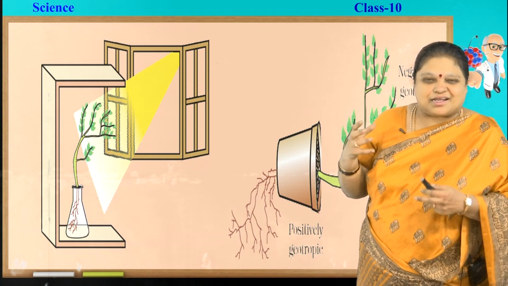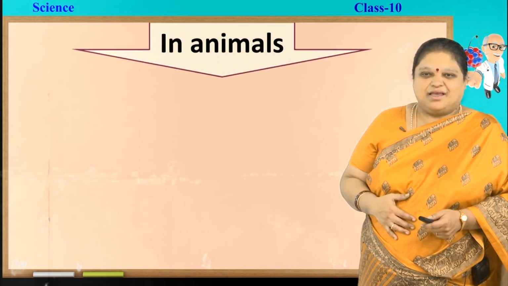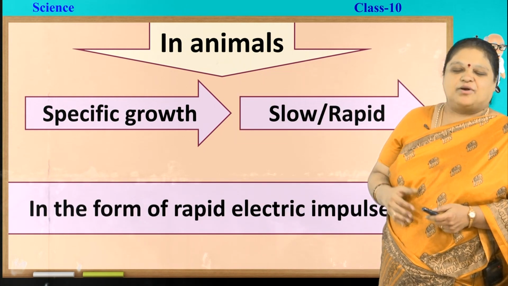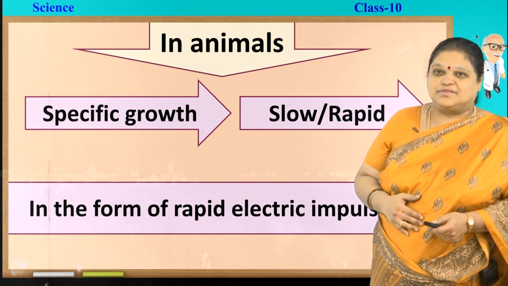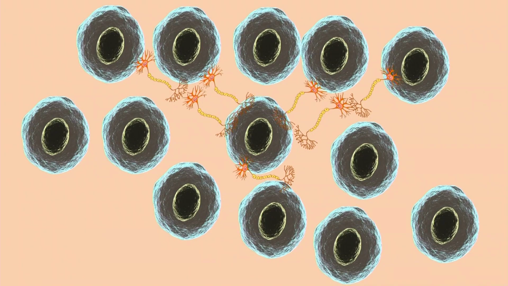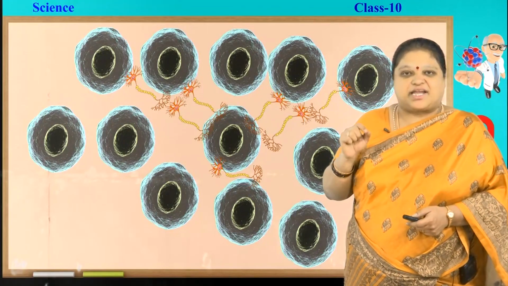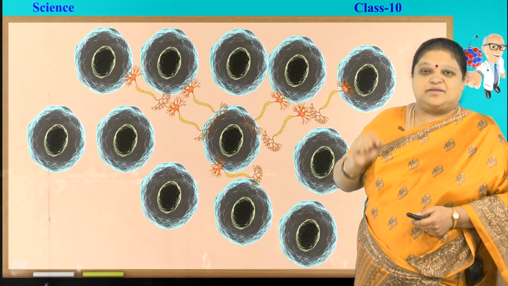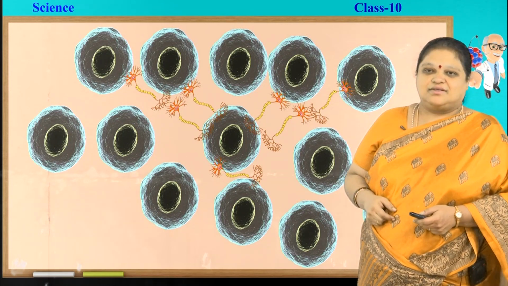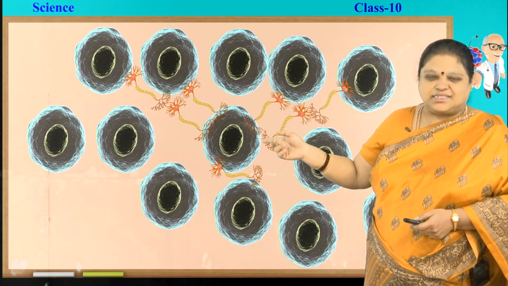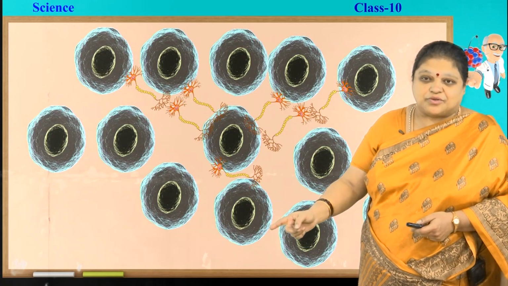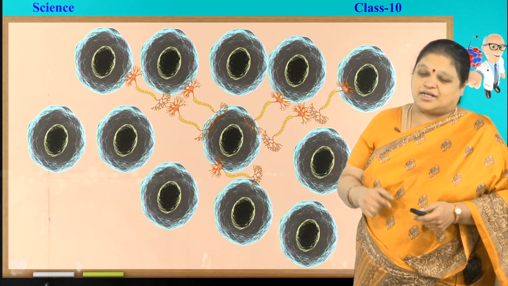How are all these messages conveyed? Let us see. In animals, the response is very specific. It may be slow or rapid, and in the form of rapid electrical impulses. So, movement is very important. See, in the animals what happens? I have given you a few cells here. The cell which has to send the impulse will send the electrical impulse to the cells which are connected by nerve cells or neurons. Just see, I have shown you the central cell, it is connected to a few neurons. Some cells are not connected to neurons. You can see the bottom ones, they are not connected to neurons.